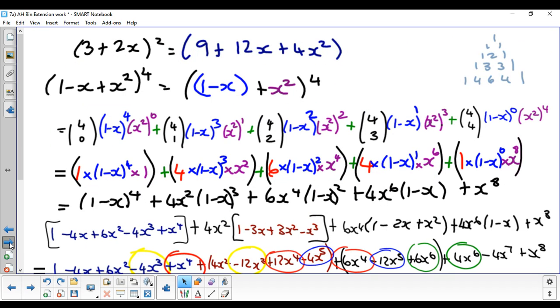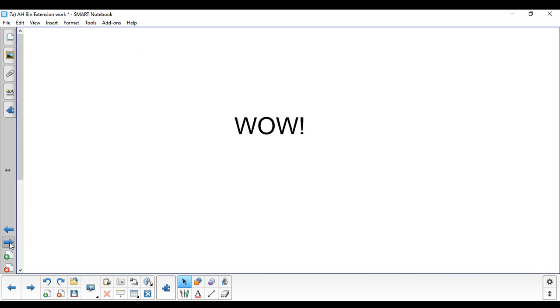I'm just going quickly through. Yes, they are a bit messy, but wow, have a go at that. And that is you finished binomial expansions.